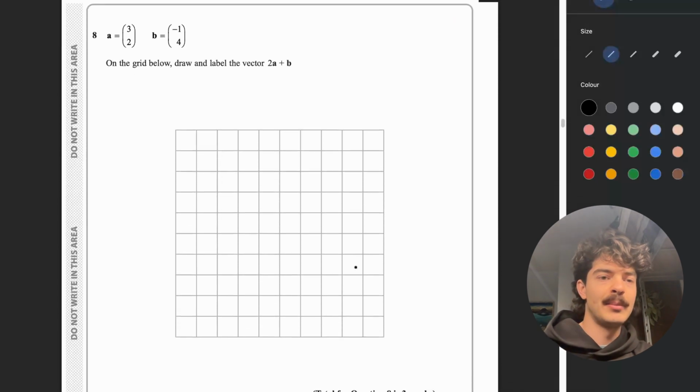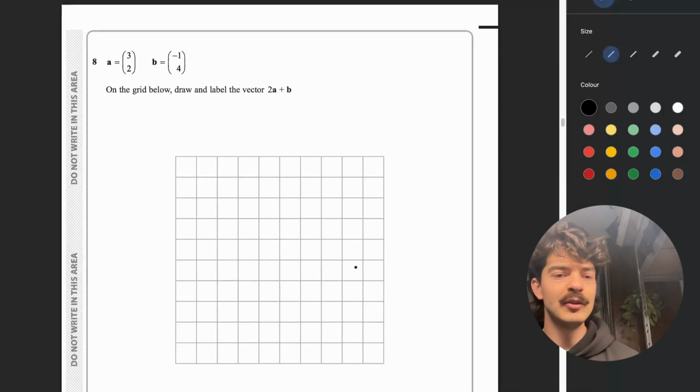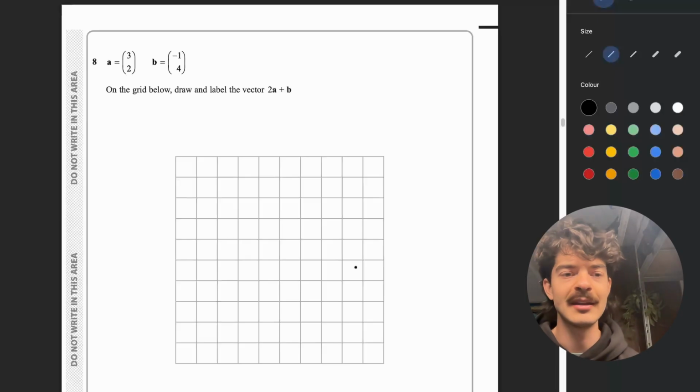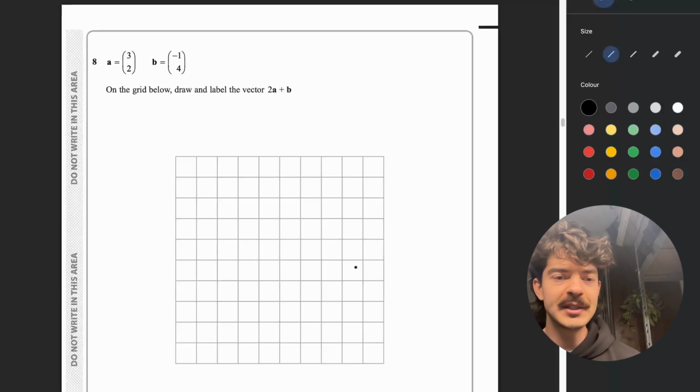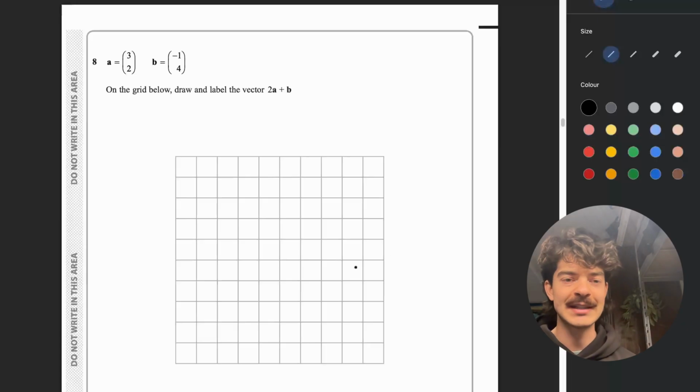Okay, next up, a column vector question. On the grid below, draw and label the vector 2a plus b. Two ways of approaching this. Either you can draw the vectors individually on your diagram, or you can do the addition first with the scalar and draw it straight on.